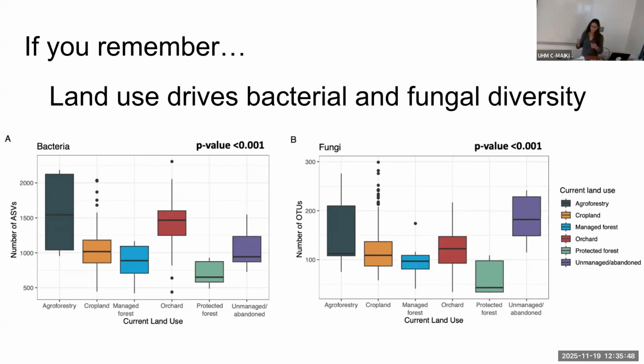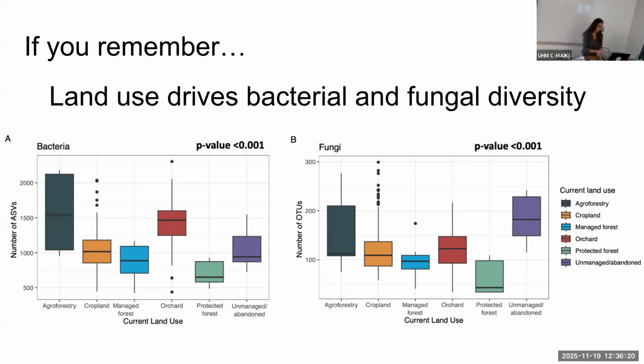And if you remember, I showed that land use drives bacterial and fungal diversity. In panel A, we can see bacterial richness, and in panel B, fungal richness. And we can see that as land uses change, there's also a change in microbial diversity, with mostly agroforestry and orchard systems, as well as unmanaged lands, having higher microbial diversity.